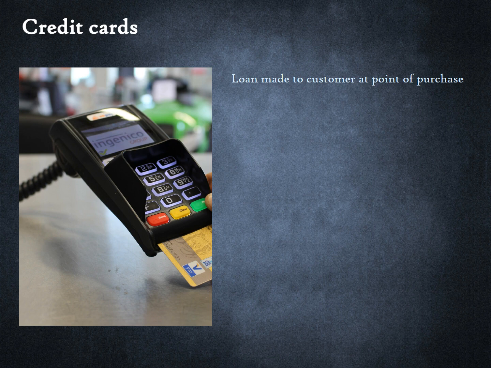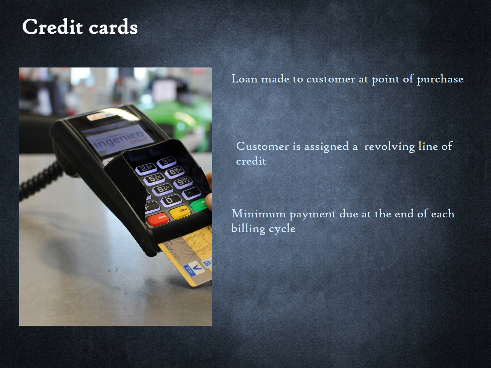The customer is assigned what is called a revolving line of credit. The line of credit is the maximum permissible outstanding. It is revolving because any time a consumer pays down a balance, the line is reinstated by that amount. This differs from a mortgage where principal repayments cannot be reborrowed. Credit cards typically have a minimum payment due at the end of the billing cycle. The terms including interest rate and late fees are outlined in a cardholder agreement.